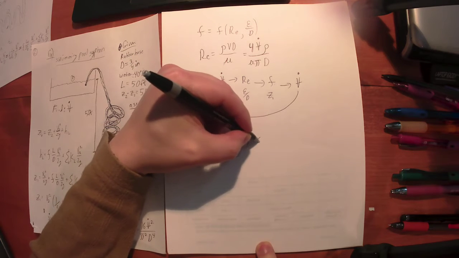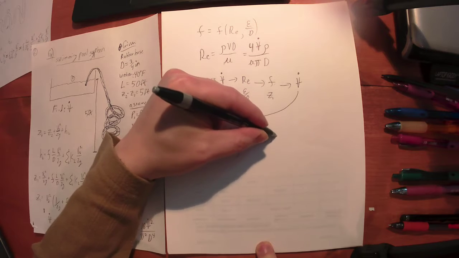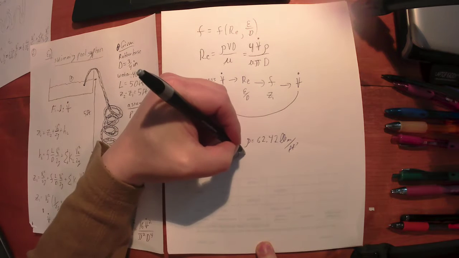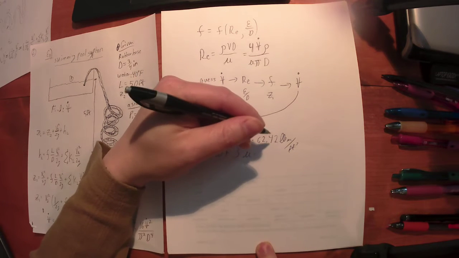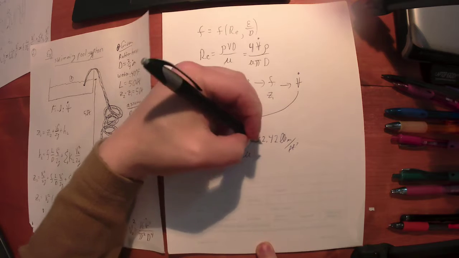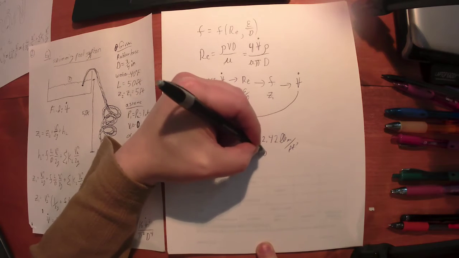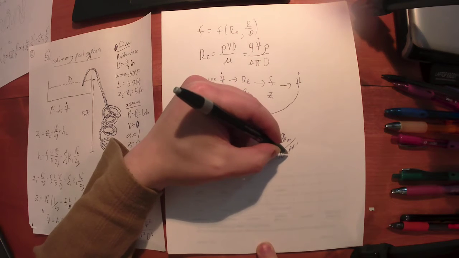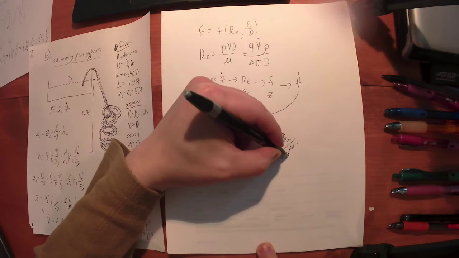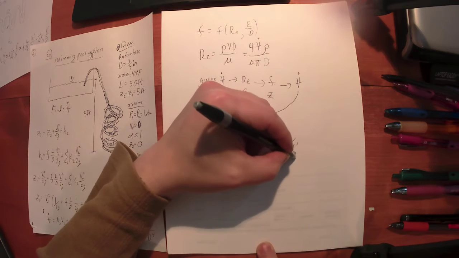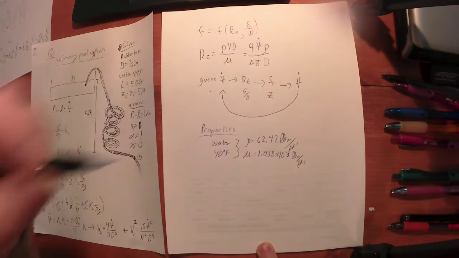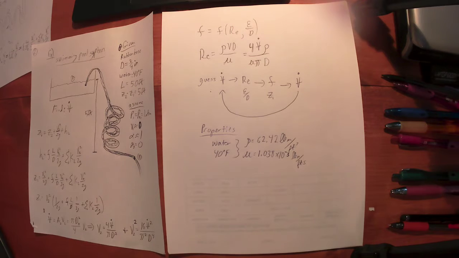Density is going to be about 62.42 pound mass per cubic foot. And the viscosity is going to be, water's got a really low viscosity typically. This is 1.038 times 10 to the minus 3. Sorry, I didn't write that very well there. The units on viscosity, mu, is going to be pound mass per foot per second. So that's 1.038 times 10 to the minus 3.